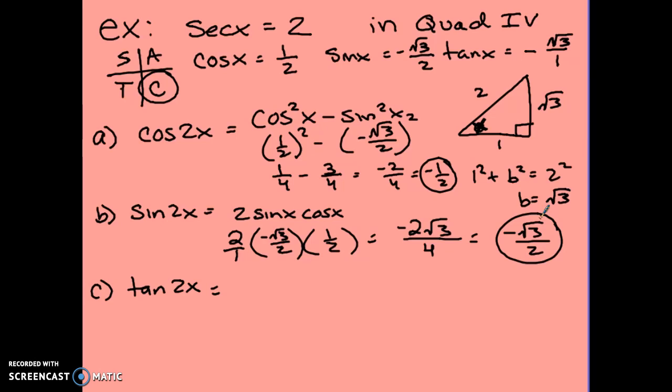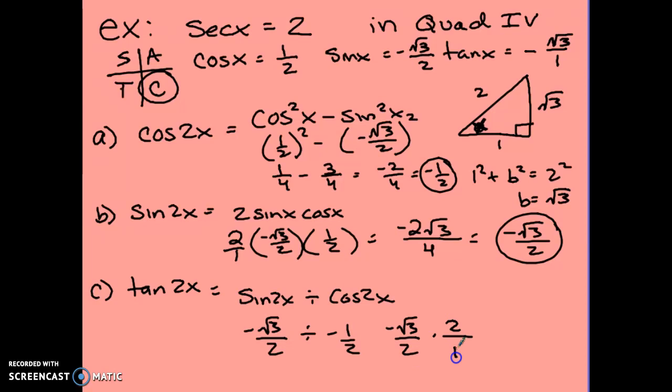Tangent 2x, you're going to take your sine and divide by your cosine. And I don't mean the original sine and cosine, because it's 2x, I'm going to take sine of 2x and divide by cosine of 2x. So you want to be clear about that. And what did I get for sine of 2x? Negative radical 3 over 2, divide by negative 1/2. And when you flip, twos cancel, negative times negative is positive. There we go.